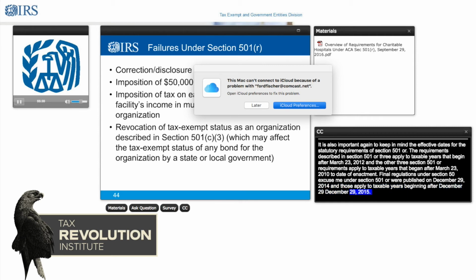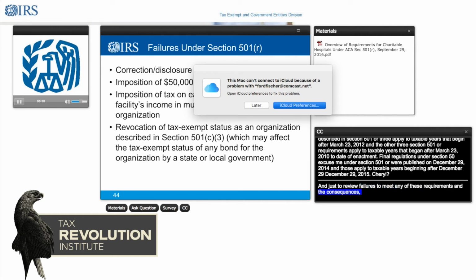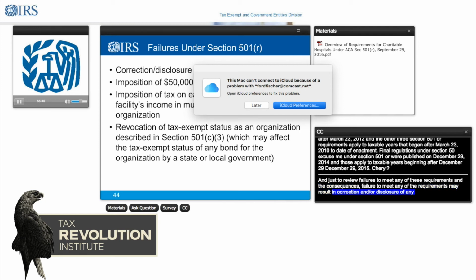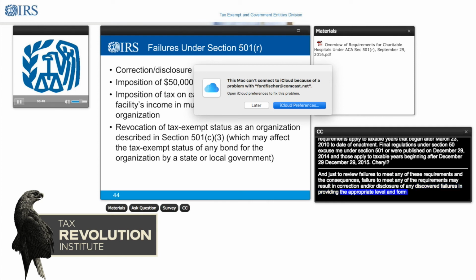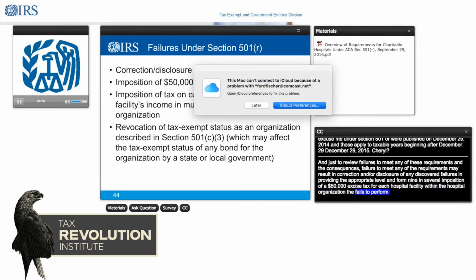And just to review failures to meet any of these requirements and the consequences, failure to meet any of the requirements may result in correction and or disclosure of any discovered failures and providing the appropriate level of disclosure on Form 990, imposition of a $50,000 excise tax for each hospital facility within the hospital organization that fails to perform a timely CHNA, and subsequently adopt an implementation strategy.